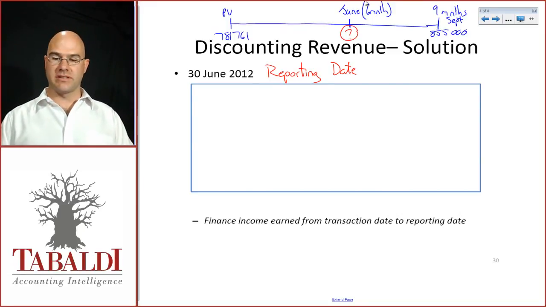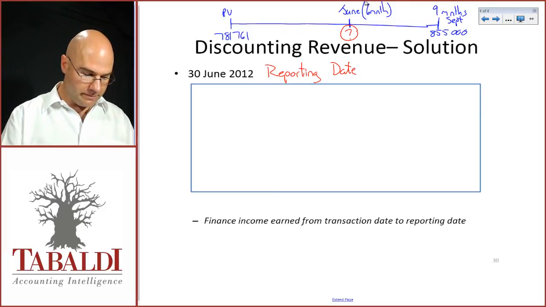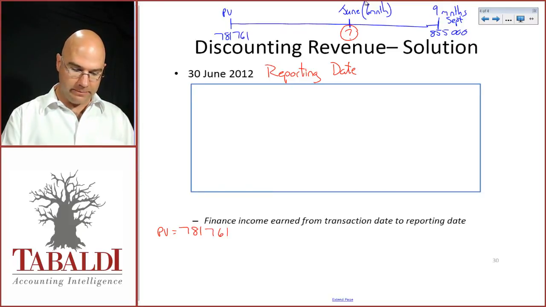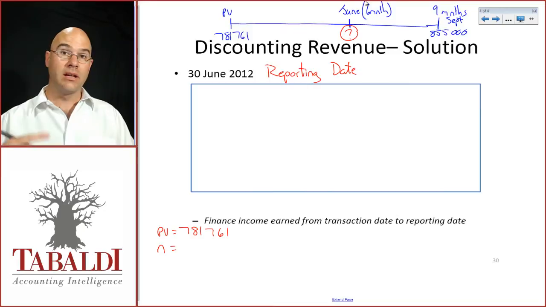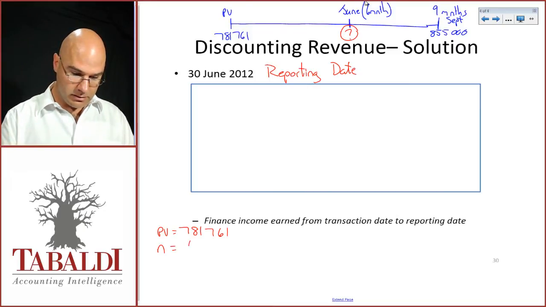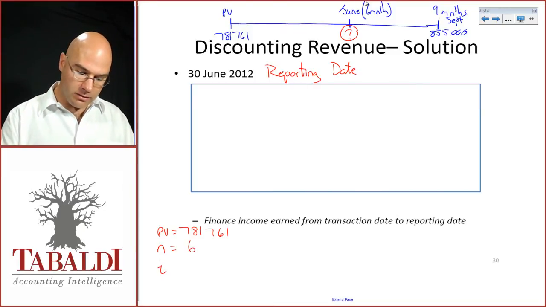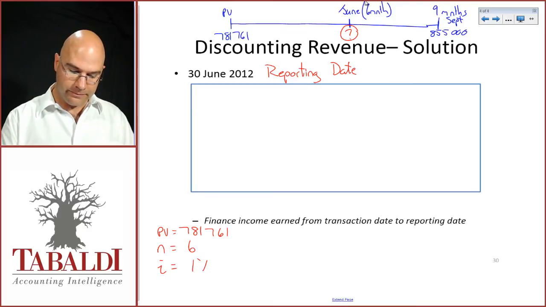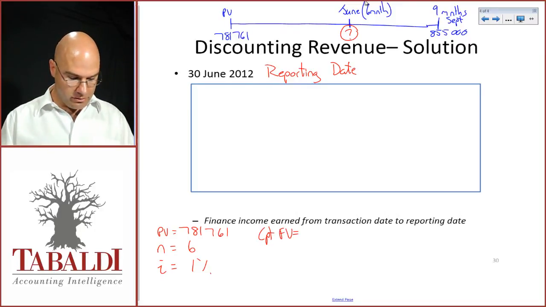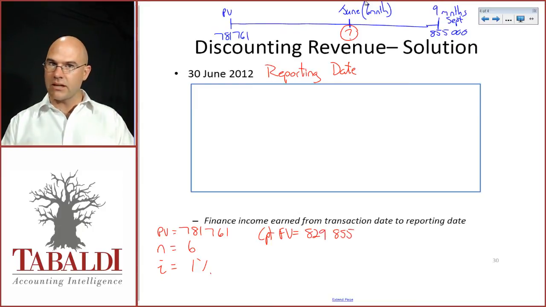what is that balance after 6 months, I will do the first calculation. I will take my present value was 781,761. N this time is not 9 months, it is 6 months. I is still 1% per month. Okay. Payment 0, I'm now going to compute future value. And the future value is going to be 829,855.